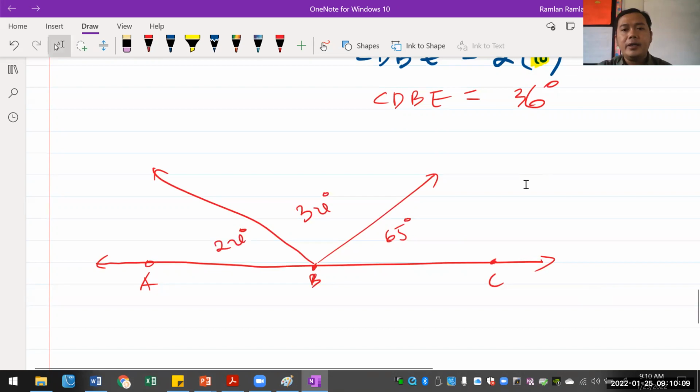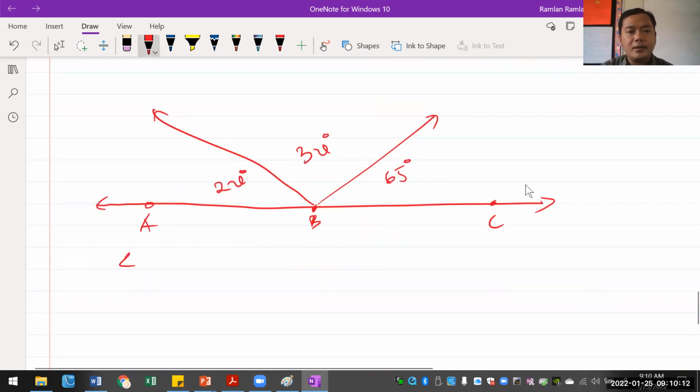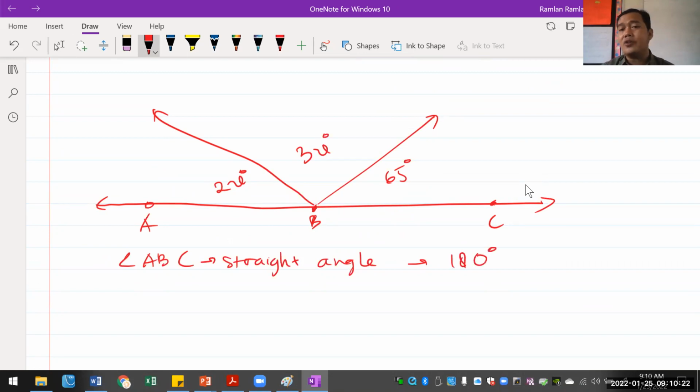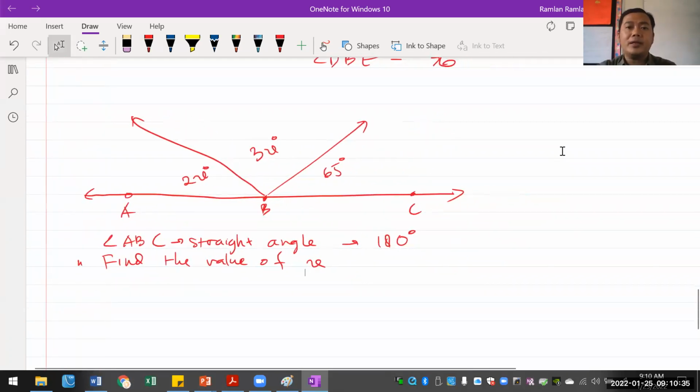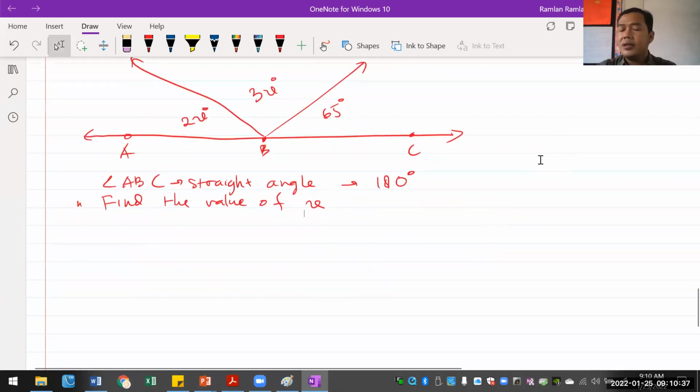Okay, so if I know that angle ABC is a straight angle, as we know, a straight angle is an angle in which its sides make 180 degrees. So if the question is find the value of x, we can do the exact same thing like we did before on the complementary angle. The only difference is that if we add all of these up, that will be 180 degrees. That's the only difference. Okay.